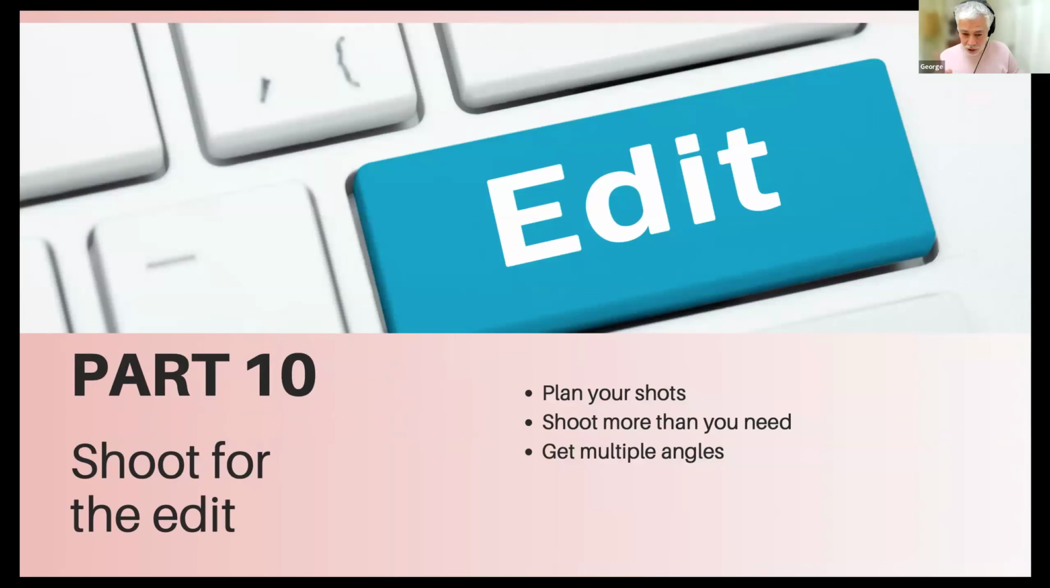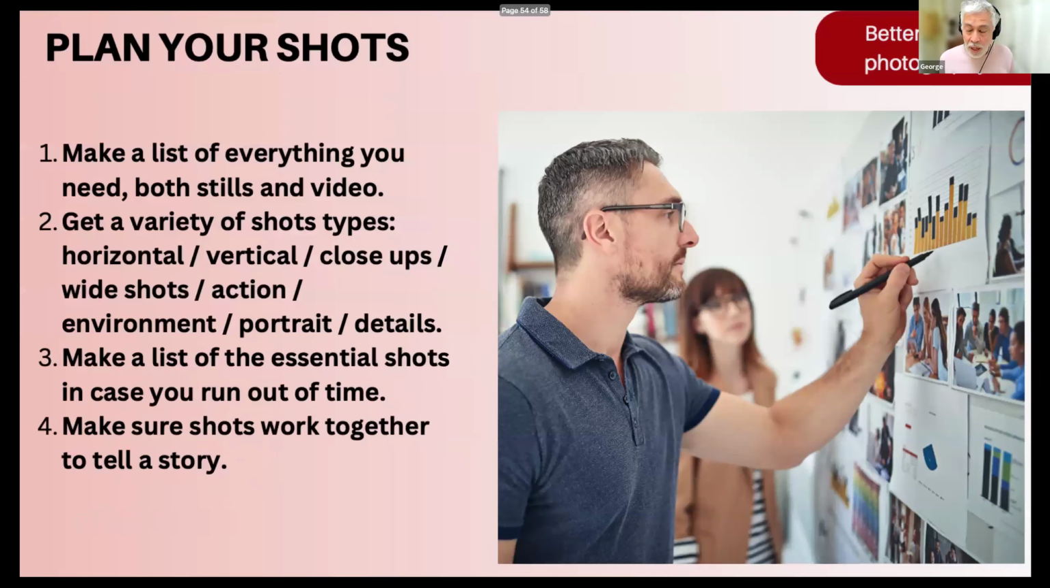Right, number 10, last section: shoot for the edit. What do I mean by that? If you're editing, and once you've edited your own videos, and I don't just mean record something and stick it straight onto social media, but you decide to chop things up yourself, how do you shoot to make your editing process easier?